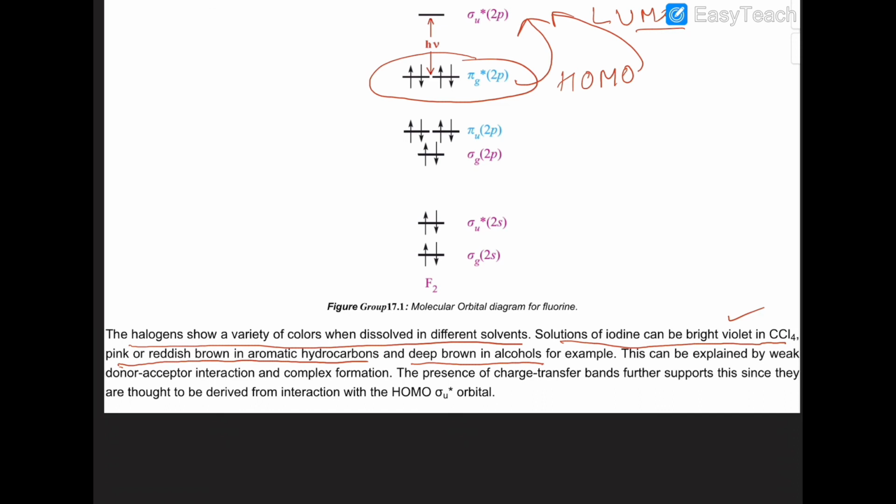This can be explained by weak donor-acceptor interaction and complex formation. The presence of charge transfer bands further supports this, since they are thought to be derived from interaction from the highest occupied molecular orbital. That is, after the excitation they go to the high energy level, and when they come back to the ground state also. But remember that the energy that is required to excite the electron, the complementary color is shown by the given compound or molecule.